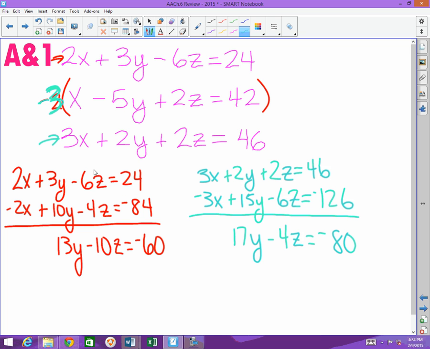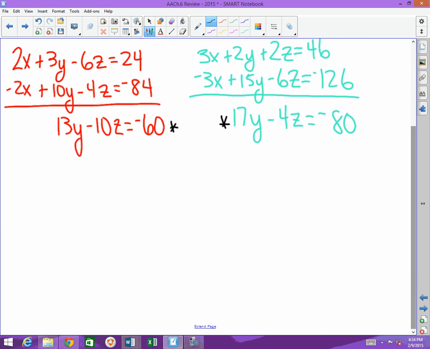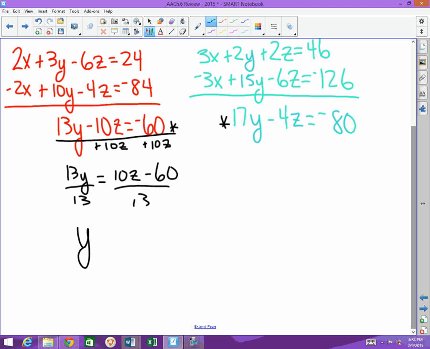So now, completing this, we have two equations with two unknowns. This one here and that one there. And you can solve by elimination or substitution here as well. Doesn't matter which one you're going to do. We will choose to go the substitution route. We're going to solve this one for y. So you'd get 13y equals 10z minus 60, because you have to add 10z. Divide by 13, and y is equal to 10 over 13z minus 60 over 13.